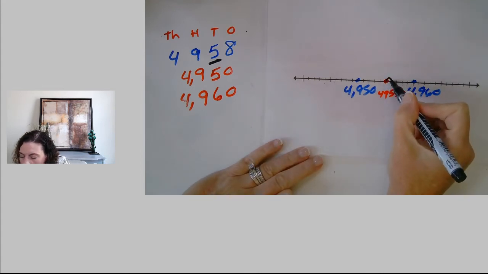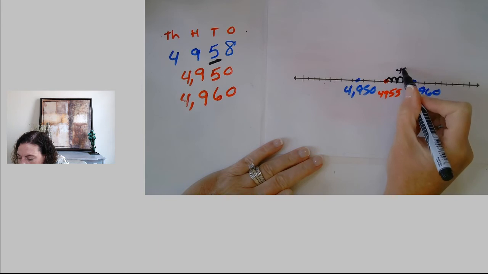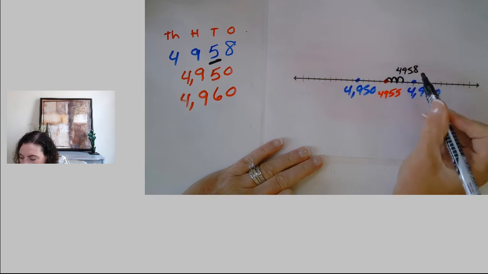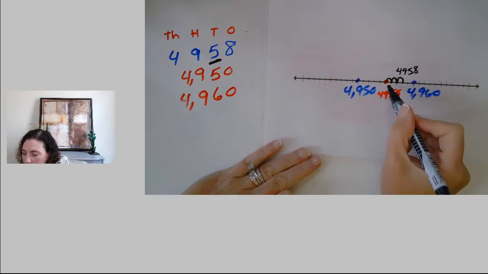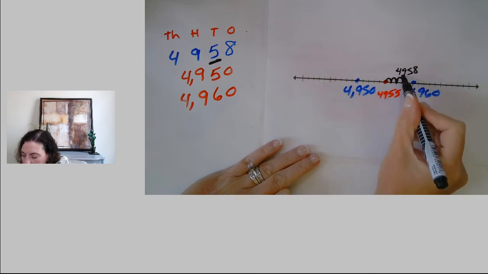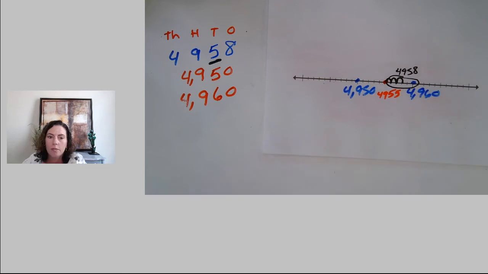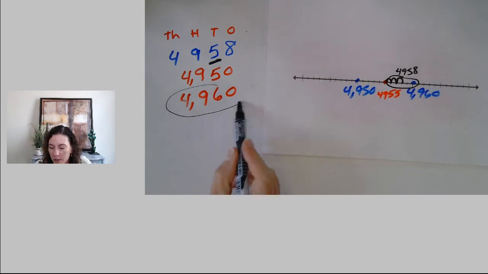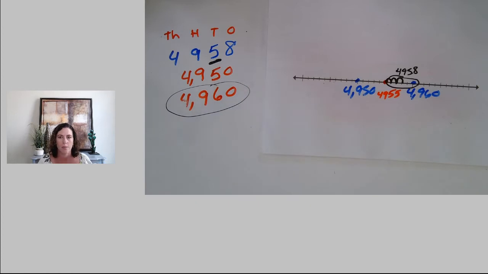4,955, 4,956, 4,957, 4,958. Now all we have to do is look here and see, is this closer to this number or is it closer to this number? Right, it's on this side of my number line, so it's closer to 4,960. So it would round to that number.